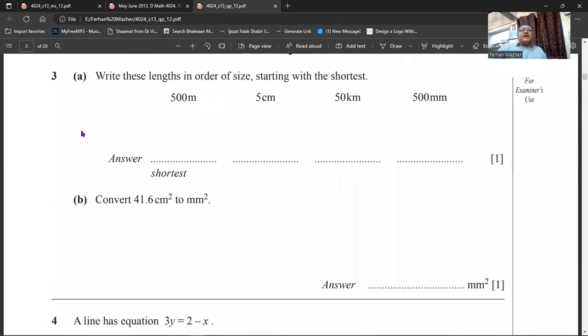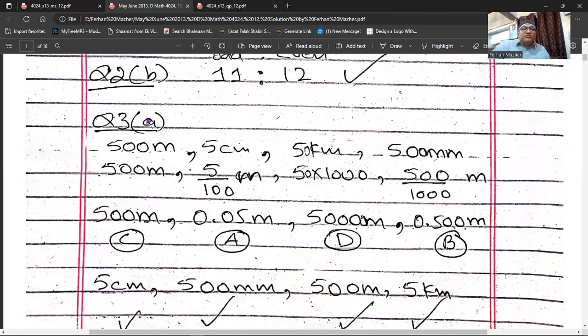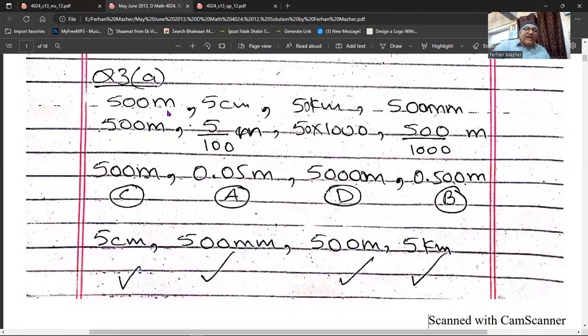Question number 3A. He says, write these lengths in order of size, starting with the shortest. So I will convert all of them into meters. You can also convert all of them into centimeters. When all the quantities have the same unit, then you can compare them. So I am going to convert them into meters. 500 meters is good. 5 centimeters divided by 100 will be converted into meters, so it will be 0.05 meter.